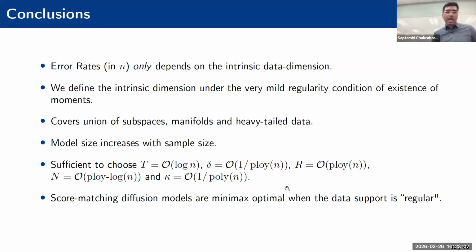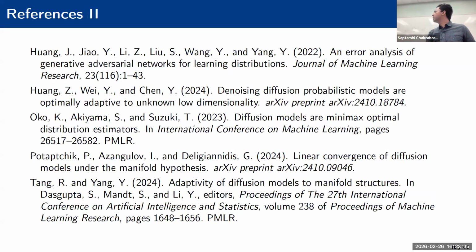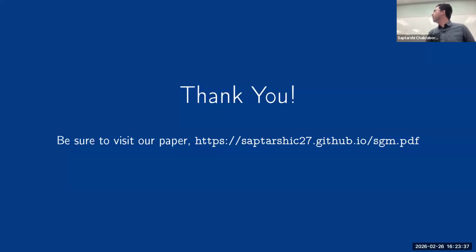Is sufficient to choose these knobs. And in some cases, we can show that score matching diffusions are minimax optimal if the support is regular enough. Of course, there's a lot of gap in the current analysis, and there's a lot of open questions, especially in the optimization properties of diffusion models. Virtually, there's not much literature on that topic. And these are some of the papers that we mentioned. And yeah, thank you.